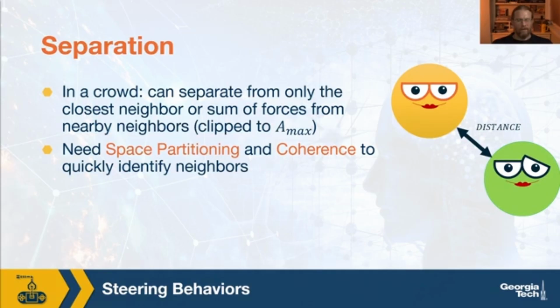In terms of how to calculate this when you have lots of agents, you could just pick the closest neighbor to calculate the separation force, or maybe you pick a number of nearby neighbors and take the sum of those forces. And then, of course, you would clip this to the maximum acceleration. So if the sum of all those forces leads to acceleration stronger than you want to allow, you just clip it. Now, this needs space partitioning and coherence as well to quickly identify neighbors.